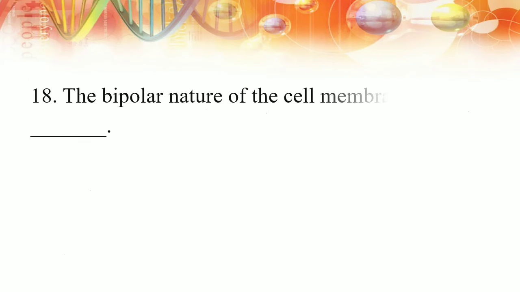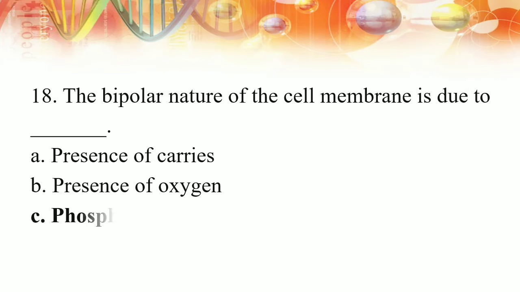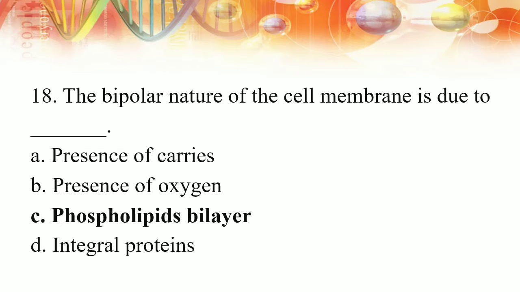Number 18. The bipolar nature of the cell membrane is due to blank. A. Presence of carriers. B. Presence of oxygen. C. Phospholipid bilayer. D. Integral proteins. Phospholipid bilayer is what comprises the cell membrane. It is bipolar in nature because of its hydrophilic head and hydrophobic tail, which allows certain molecules or ions to pass through by means of active or passive transport. The answer is letter C.